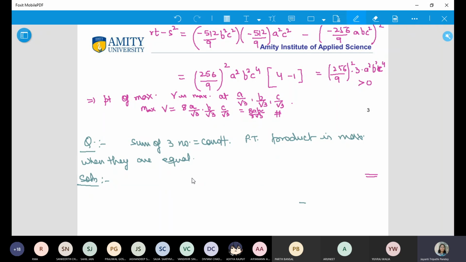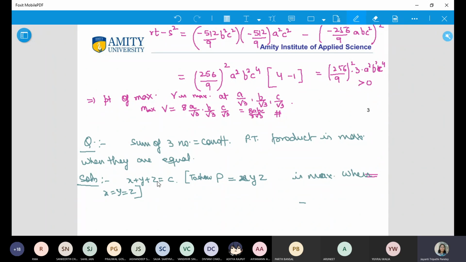So what this question is saying is that you have three numbers x, y, z, and the sum of the numbers is constant. If P is the product, then you have to show that P is maximum when x is equal to y is equal to z. This is the thing that you have to prove.